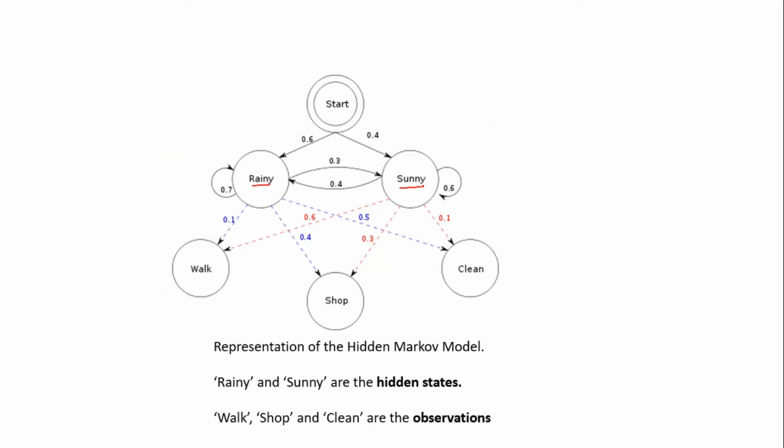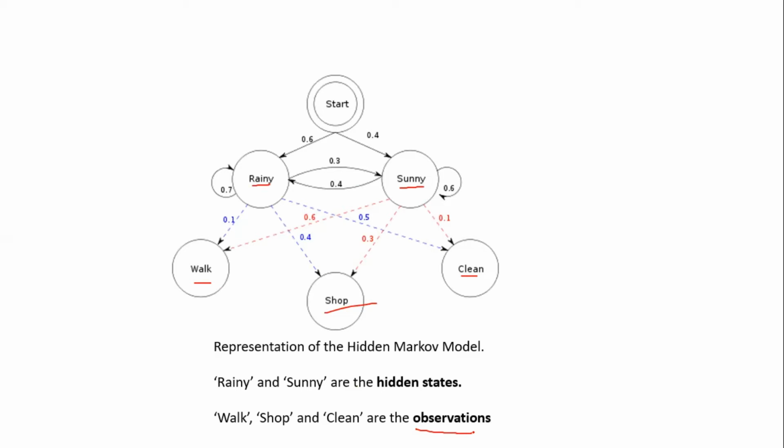But she cannot observe them directly. Here they are hidden from her, right? Alice cannot see these states directly. On each day, there is a chance that Bob will perform one of the activities: walking, shopping, and cleaning. Since Bob tells Alice about his activities, we consider these activities as observations. And the entire system is considered a hidden Markov model.